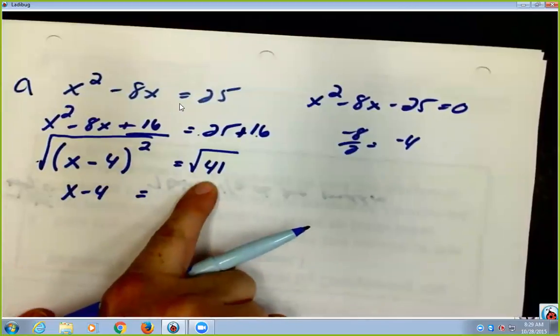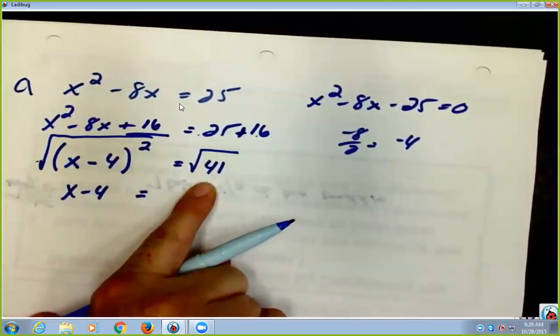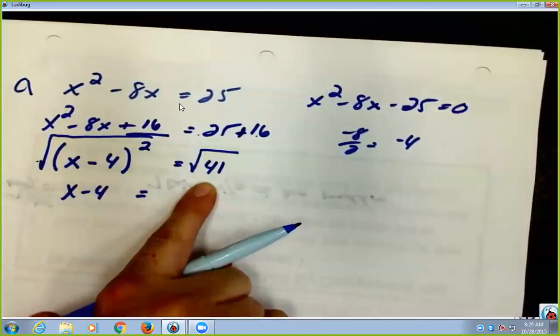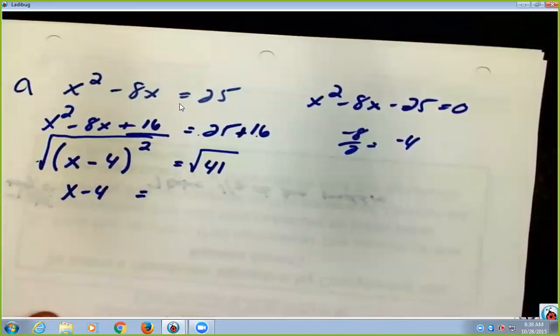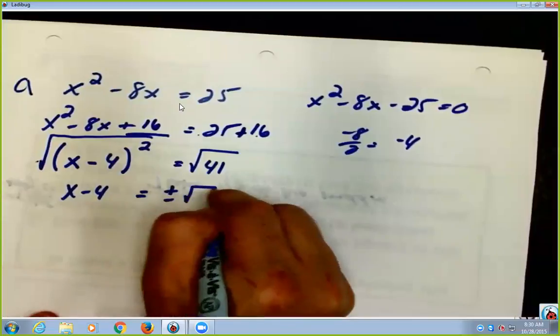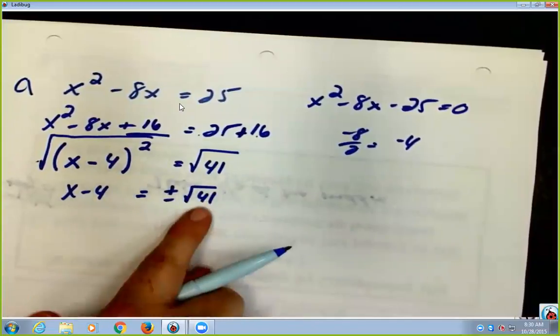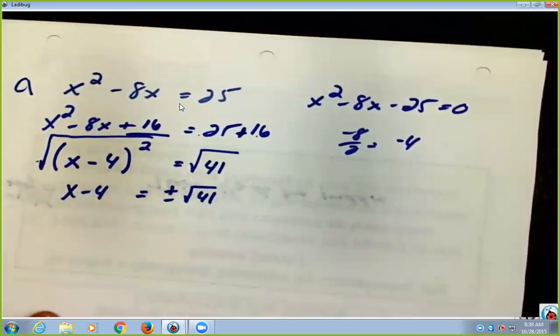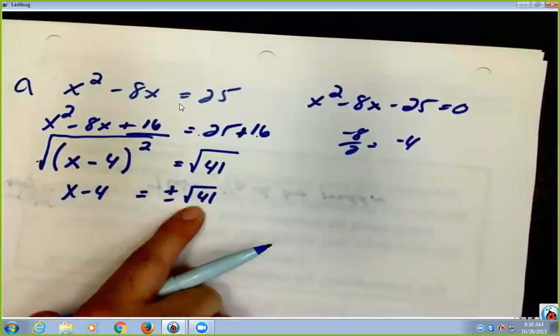This side, can I do anything with 41? Can I pull anything out of it? Nope. It's actually a prime number, so there isn't anything I can multiply to get it. So I can only leave this as that. I cannot leave it in any other way. It has to stay as this, okay?